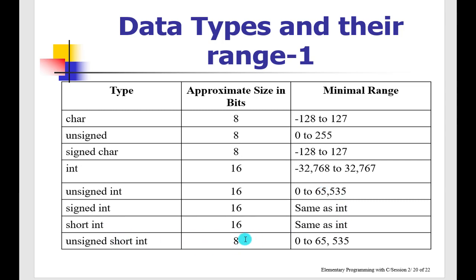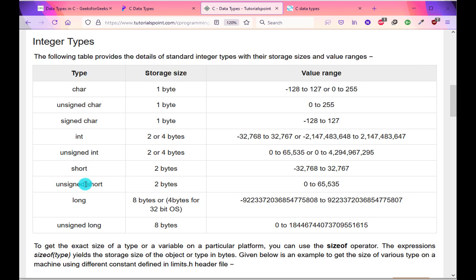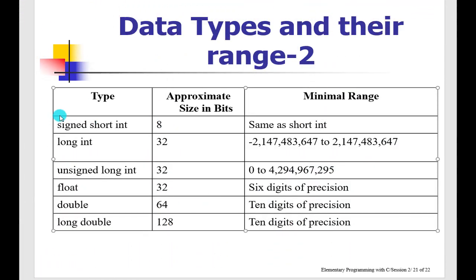Unsigned short int is 8 bits, and this one basically ranges from 0 to 65,535, or we can see the range is the same here for both of them, unsigned short, and at times we omit the int, we can just write unsigned short. We have said that for signed short int, it takes about 8 bits in memory, and the minimum range is same as short int. For long int, it ranges from -2 billion all the way to about +2 billion.